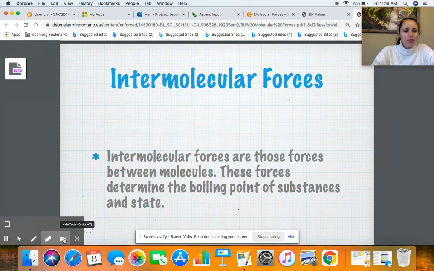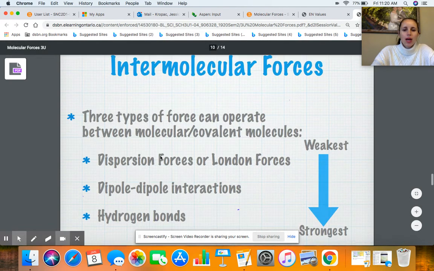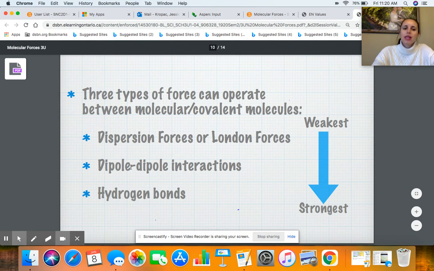So we have a couple different types of intermolecular forces that we're going to talk about. We're actually going to talk about three different types. We're going to talk about something called dispersion forces. That can also be called London dispersion forces, or sometimes you can hear it called van der Waals forces as well. So this first one has lots of names. The second force is dipole-dipole, and the third force is hydrogen bonds. These are organized from weakest down to strongest. So we're going to start with the weakest force and go to the strongest force.